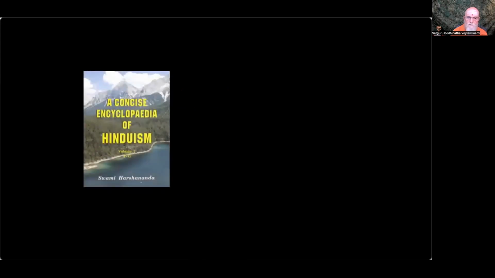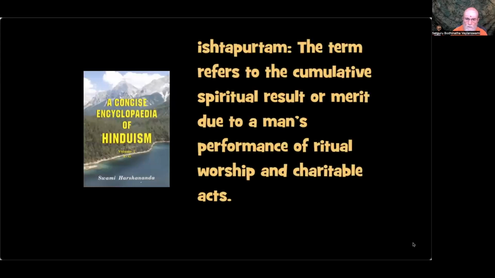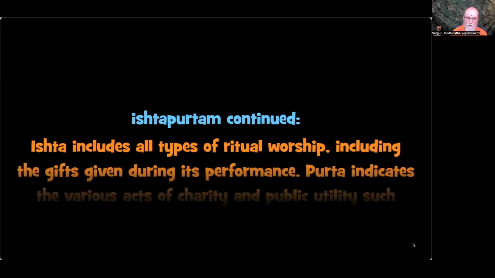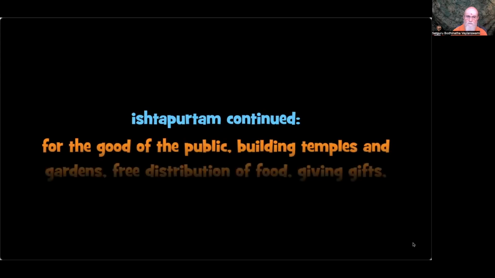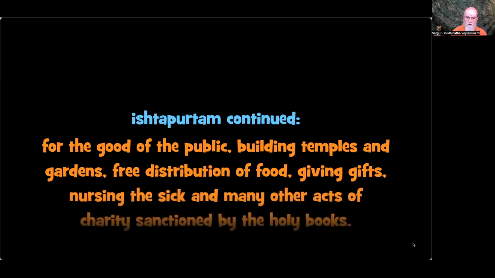And the next section looks at the benefits or the fruit of the various Hindu practices we have mentioned. The Sanskrit term that describes the earning of punya, merit, is ishtapurtam. Swami Harshananda, in his A Concise Encyclopedia of Hinduism, gives this explanation of ishtapurtam. The term refers to the cumulative spiritual result or merit due to a man's performance of ritual worship and charitable acts. Ishta includes all types of ritual worship, including the gifts given during its performance. Purta indicates the various acts of charity and public utility, such as building and dedicating of deep wells for the good of the public, building temples and gardens, free distribution of food, giving gifts, nursing the sick, and many other acts of charity sanctioned by the holy books.